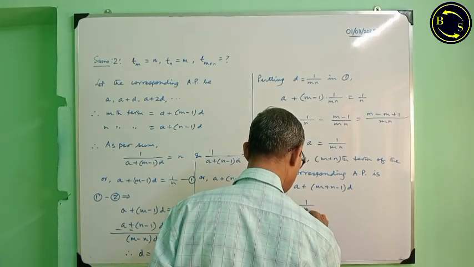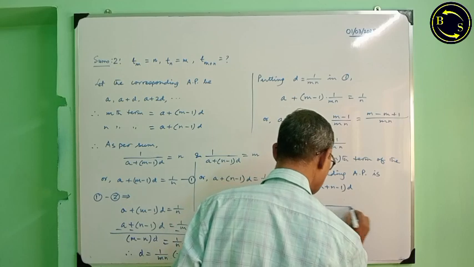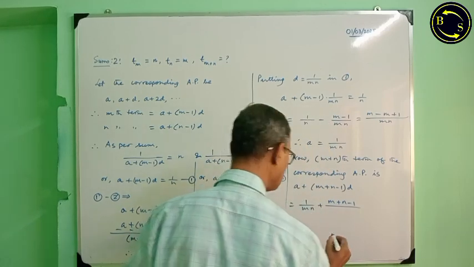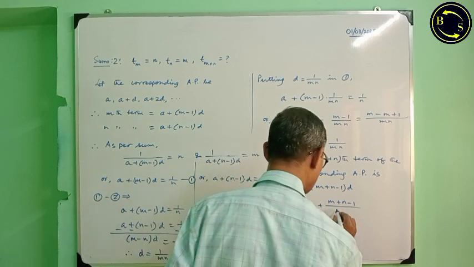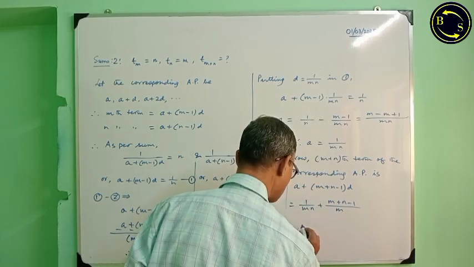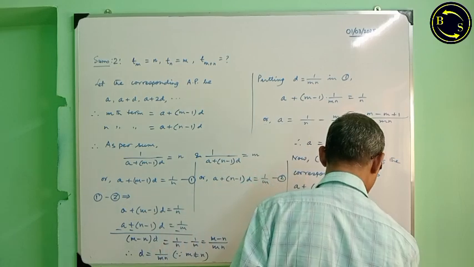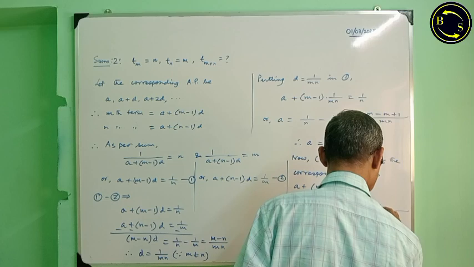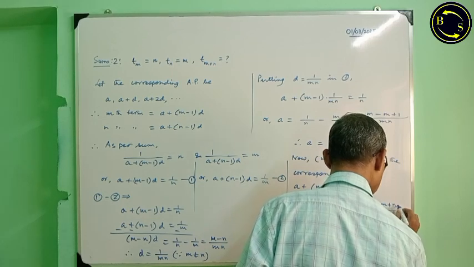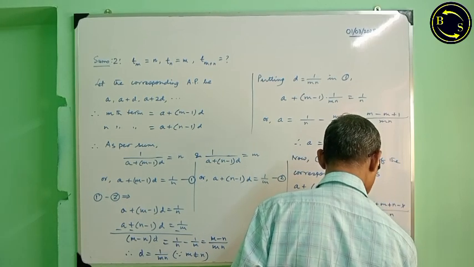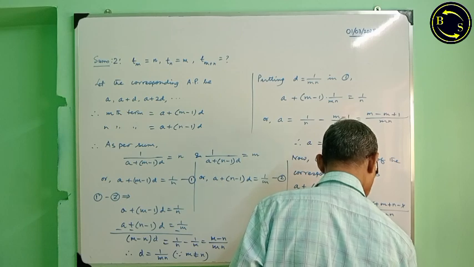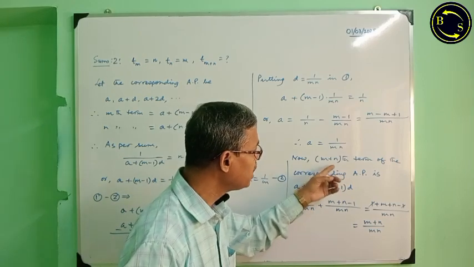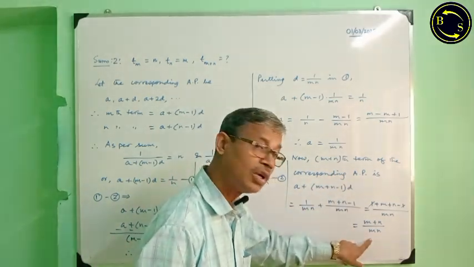1 by mn plus (m plus n minus 1), D is also 1 by mn. Therefore, the result will be (1 plus m plus n minus 1), that is, (m plus n) by mn. Therefore, the (m plus n)th term of the corresponding AP will be this one.